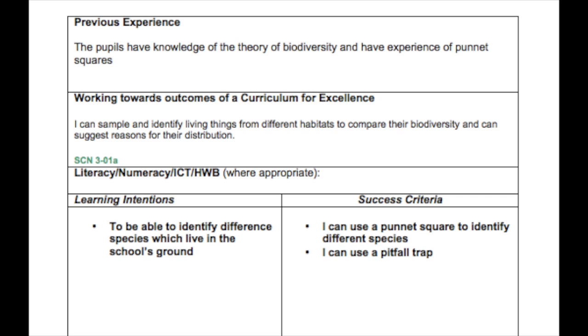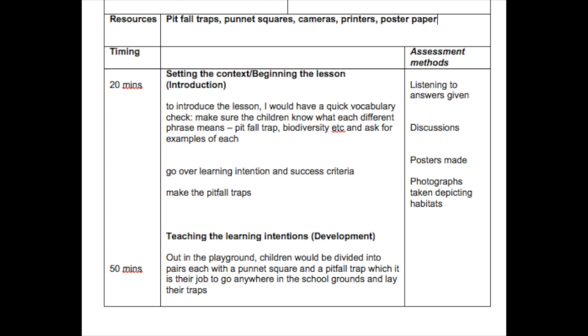So I've already said the experience and outcome that they're looking for, and the learning intention that they're going to be working towards is to be able to identify different species which live in the school grounds and explain biodiversity. So the success criteria is going to be using a Punnett square and pitfall trap successfully and being able to identify the different organisms.